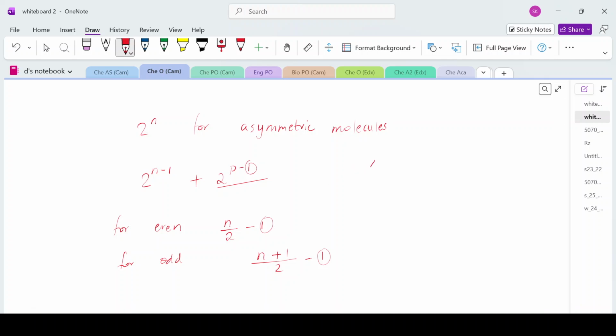Let's say আমার 4টা stereogenic center এলো, তাহলে 4টা stereogenic center and symmetry আছে. In that case, formula is 2 to the power n minus 1 plus 2 to the power n by 2 minus 1. Then 2 to the power 3 plus 2 to the power 4 divided by 2 is 2, minus 1 is 1. So 2 to the power 4.